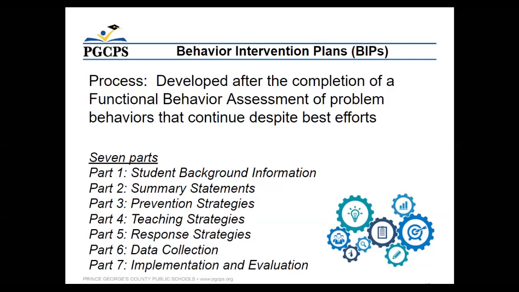And then it has 3 types of strategies: prevention strategies, teaching strategies, and response strategies. And in the next slide or 2, we'll talk about them more in depth. Then part 6 is data collection. It is the plan for collecting data. So it lays out the plan that the team is going to take to collect data and to be able to monitor whether or not the child is making progress. And then part 7 lays out the implementation and the evaluation schedule for determining whether or not the student is making progress.